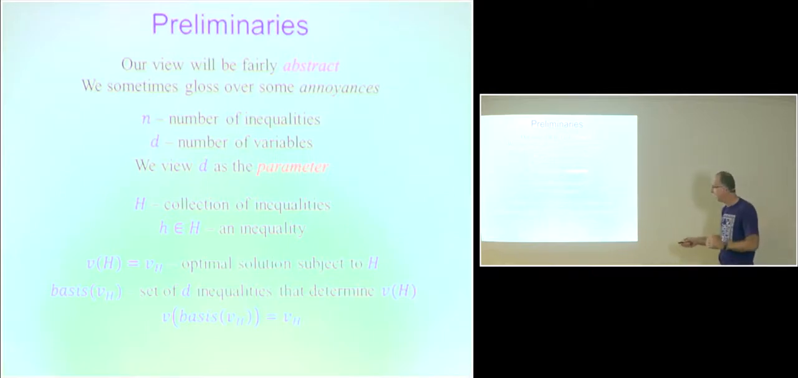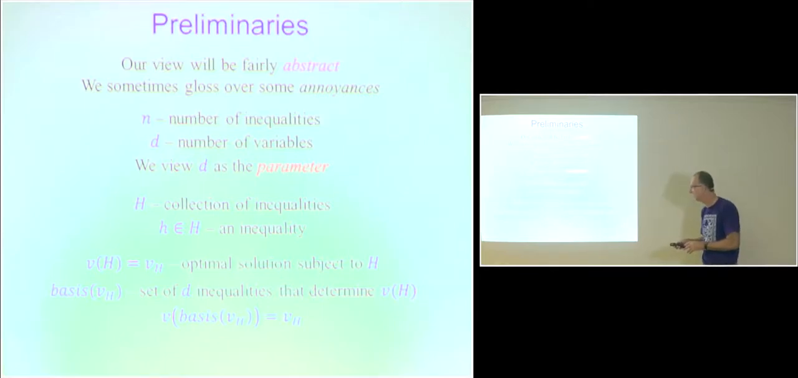Now, what I want to say here is that if I just look at the d constraints that appear in the basis of v of h, this defines a much smaller optimization problem, and I claim that the optimum of this problem is actually equal to the optimum of the original problem. This essentially means that the inequalities in the basis are really the important inequalities. If we impose them, all the rest are actually not really important. They are redundant.